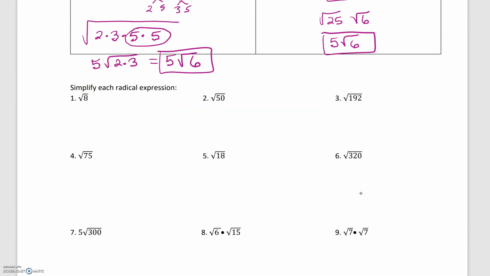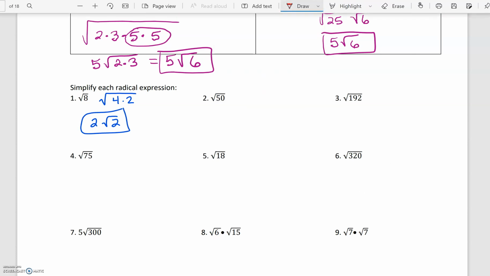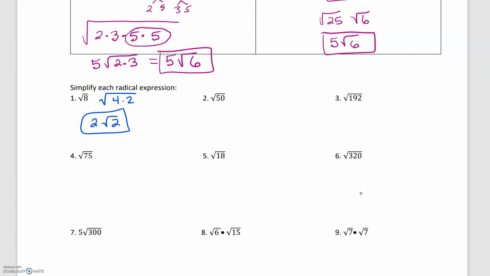So for this first one, we can see that it's 4 times 2, pretty small number, easy to break that down. 4 is a perfect square, so it gets to come out. The square root of 4 is 2, and then that 2 stays under. So in this next one, 50 is going to be 25 times 2. 25 gets to come out and be 5, and 2 stays home.